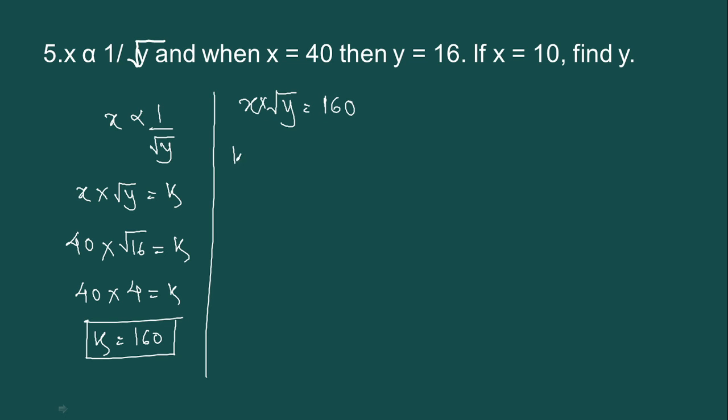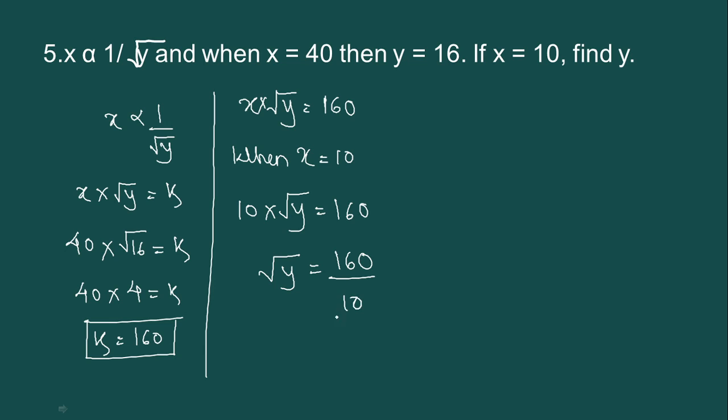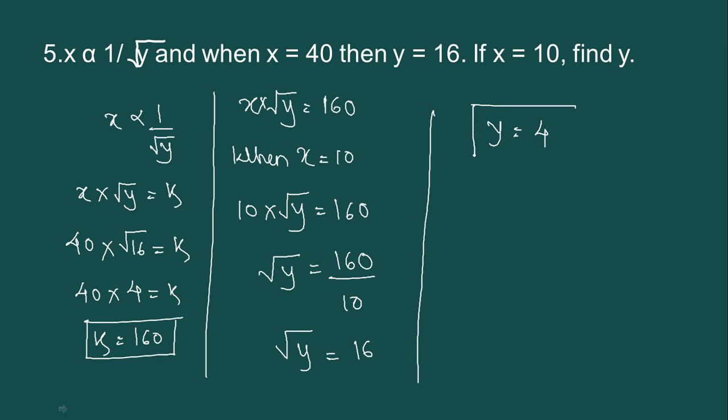Then when x is 10, what will happen? 10 into root y is equals to 160. So root y will be what? It will be 160 upon 10. That is, root y will be 16. And if you take the square root of 16, y you are supposed to get as 4. So if x is 10, y will be 4.